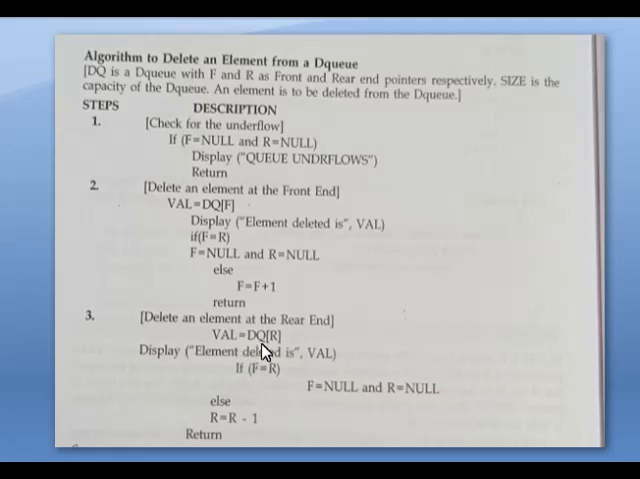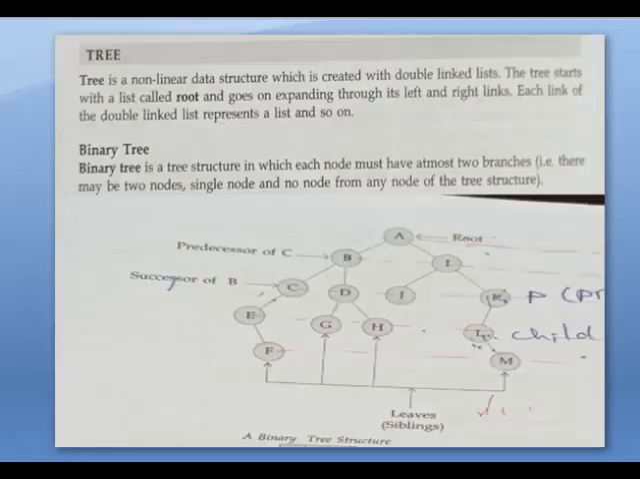Now this is an important portion of this chapter, that is tree. Tree is a non-linear data structure which is created with a double linked list. A tree starts with a list called root, and goes on expanding through its left and right links. Each link of the double linked list represents the list and so on.